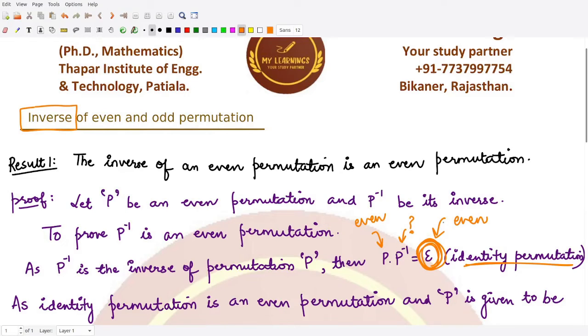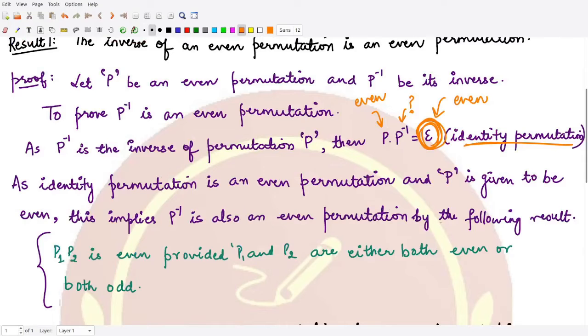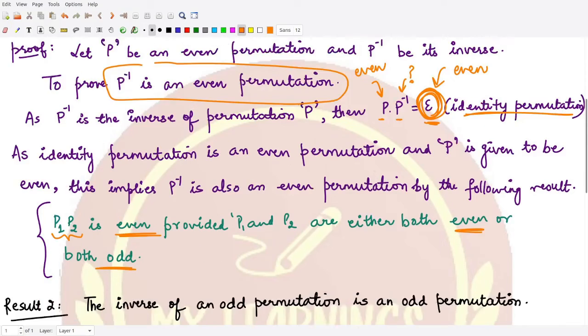If you remember, in the previous video we discussed the result about the product of two permutations: it would be even if either both of them are even or both of them are odd. In our case the product is even, so either both have to be even or both have to be odd. Since P is even, P inverse has to be an even permutation as well, and this is what we wanted to prove. So the proof is very simple. Let's move on to the second result.